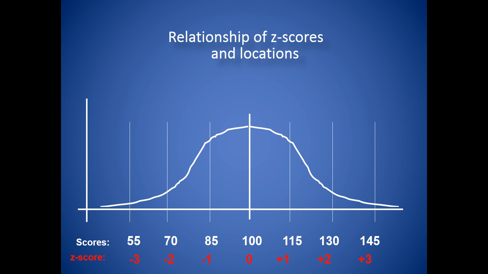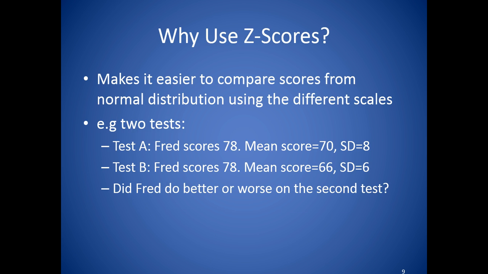So an individual who scored 115 has a z-score of positive 1. An individual who scored 130 IQ will have a positive 2 z-score. And in the opposite direction, you have minus 1 for those who scored below 100, which is the mean. That would be minus 1 for 85, minus 2 for 70, and minus 3 for 55.